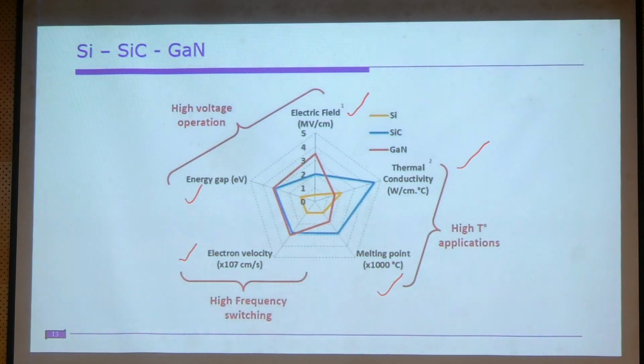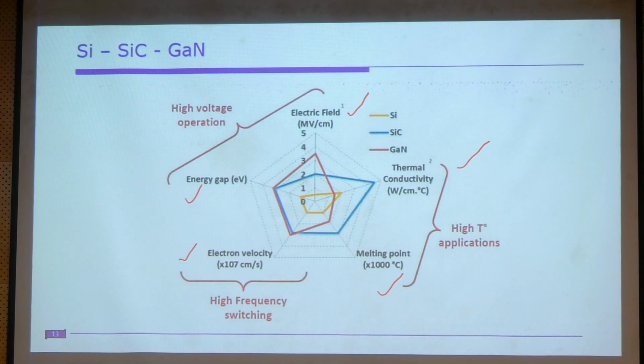There are three things we are supposed to keep in mind. One is higher temperature operation. The second is high voltage operation. And the third is high frequency operation. If you observe the silicon carbide and gallium nitride devices, they outperform the silicon-based device in every aspect. That's why these are very popular.